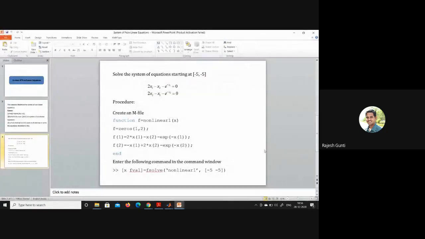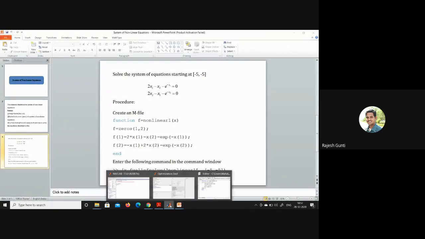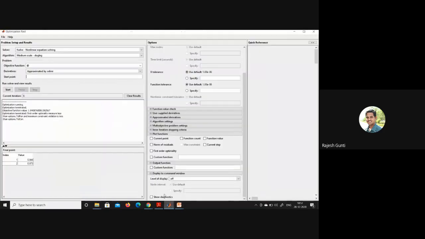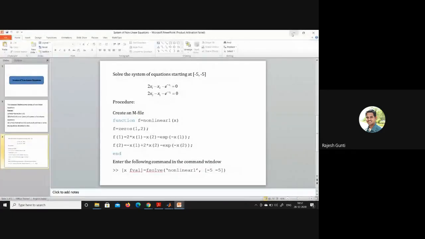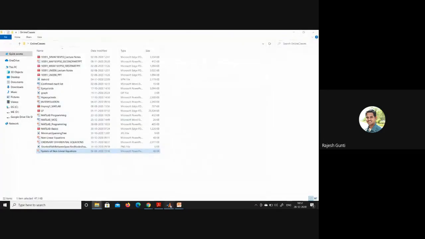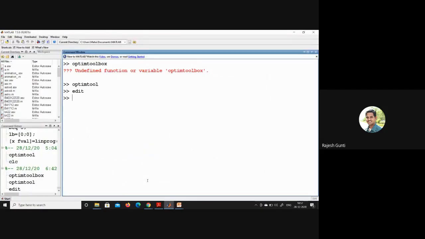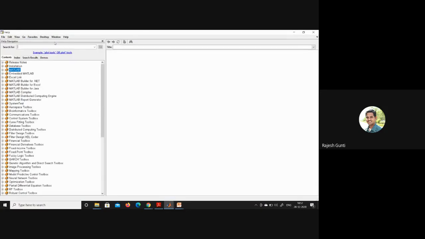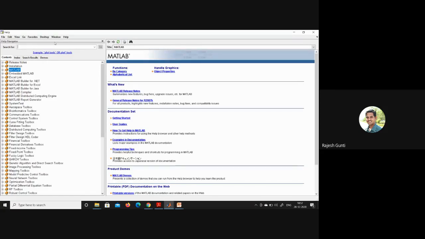Actually in MATLAB, there is one powerful window, whether I explained or not, I don't know. I'm closing at present, this one I will come back to again. There is one powerful window, that is this help window. Whatever you want, you can get it from this window.